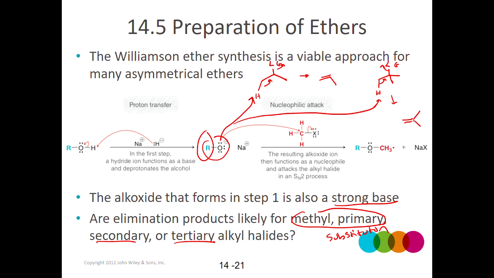And that would defeat the purpose, because we could just buy a base to do elimination. We don't have to make it this way, although that's also a fine way to make a base if you don't have it and you want to start from the alcohol. If you want to make an ether, though, rather than an alkene, you can't do elimination, you need substitution. And that will only work if the oxygen is attacking a methyl or primary carbon.